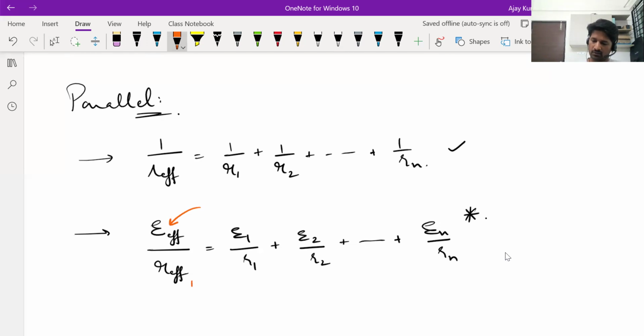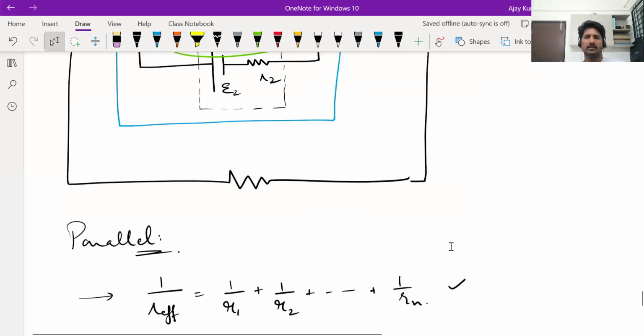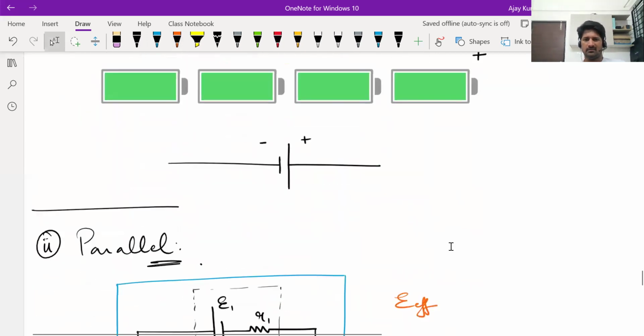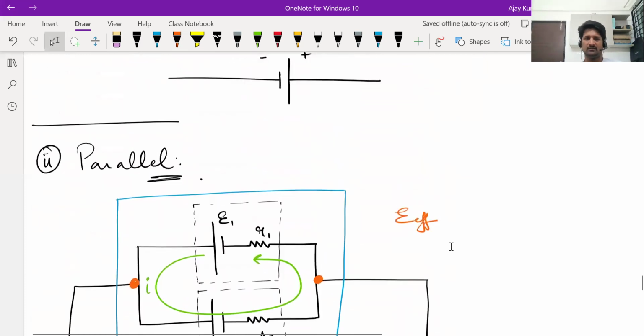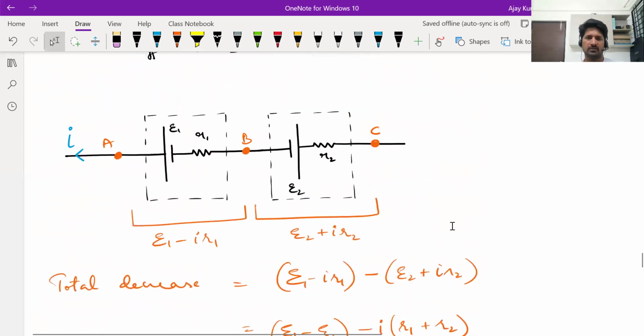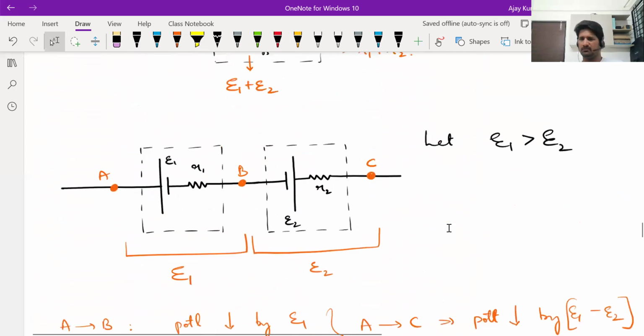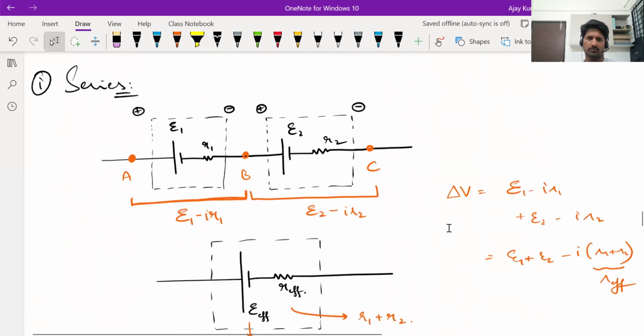So remember, in parallel combination, you can't tell the effective EMF directly. You need to know the effective resistance first. Only then you can tell the effective EMF. Proof will be lengthy and time taking. It's not necessary also. That's why I'm not discussing. Or maybe in worksheet I'll give you, you can derive it on your own.